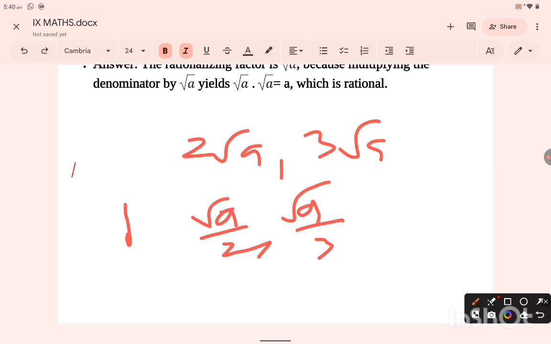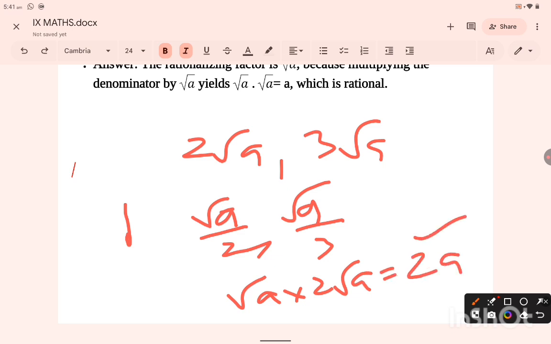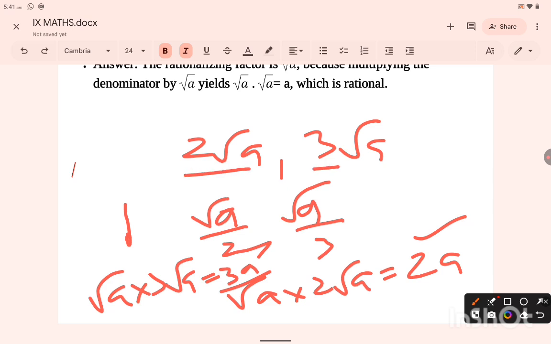Because root a into 2 root a is equal to 2a. Here 2a is a rational number. Root a into 3 root a is equal to 3a. This is a rational number. So the rationalizing factors of root a are 2 root a, 3 root a, root a by 2, root a by 3, root a by 5 or 5 root a and so on. All these are known as the rationalizing factors of root a.